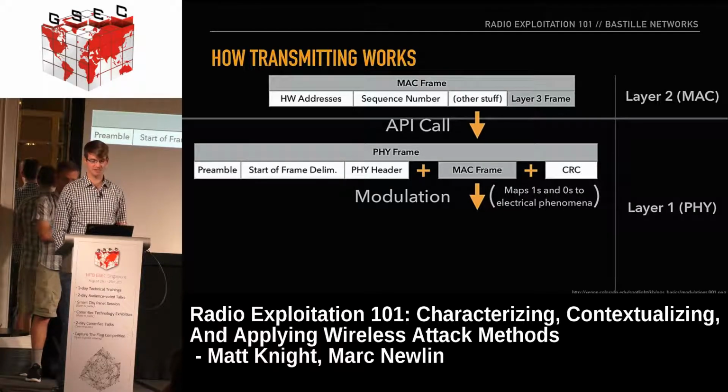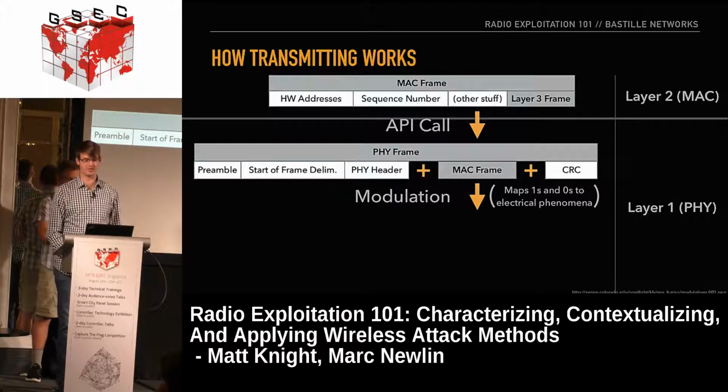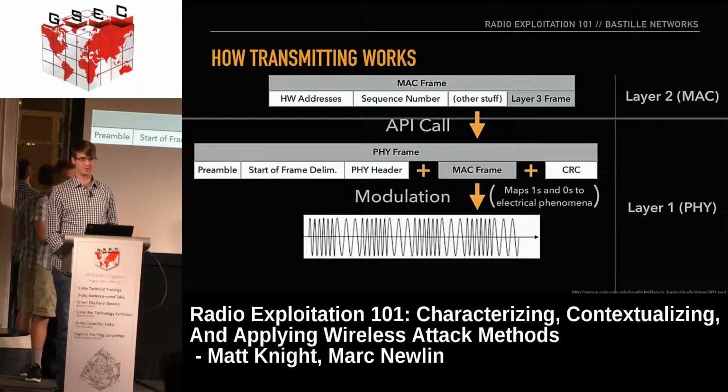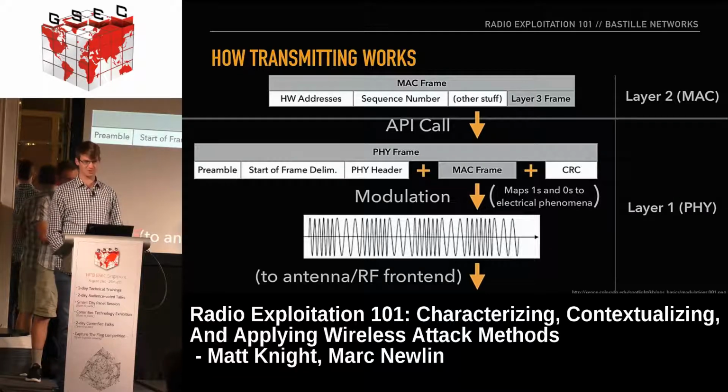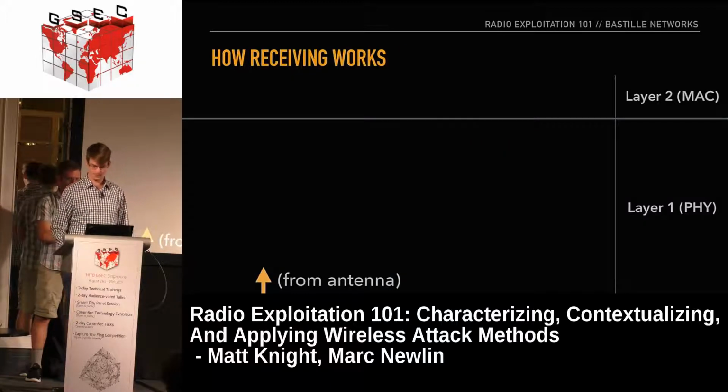Again, this is the function that maps your 1s and 0s into the electrical and RF and radio phenomena. So the modulation takes your physical layer frame and turns it into a waveform. It basically takes your digital 1s and 0s and turns it into this analog wave that gets pushed out to your antenna or perhaps an RF front end, and it goes off into the air, into the electromagnetic spectrum for it to be picked up by a receiver.